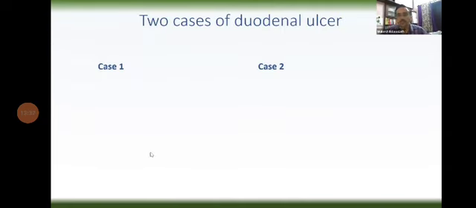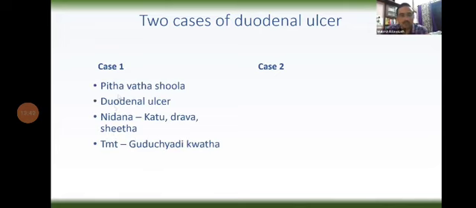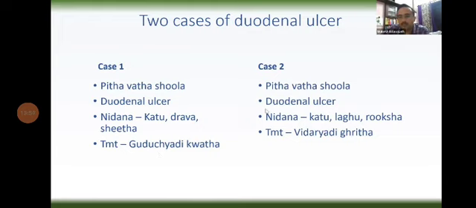So let us take 2 cases of duodenal ulcer to understand this concept. Case 1, the patient presented with Pitta Vata Shula. When we assessed the Nidana, the patient revealed Katu, Drava and Shita aharas. So the treatment given was Guduchyadi Kashaya. In the second patient, the patient had Pitta Vata Shula itself. But the Nidana was Katu, Laghu and Ruksha. Since this Ruksha component came, the Vidaryadi Ghrita was given and the patient got results. So same modern condition, same dosha predominance, but different Nidanas, different medicines.